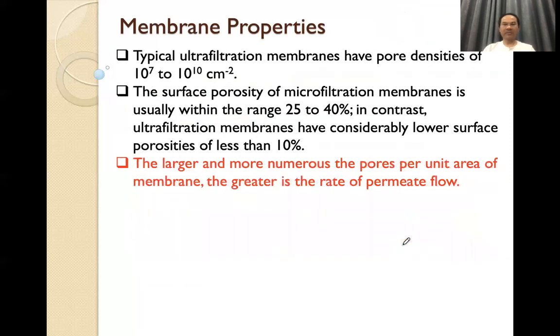Typically, an ultrafiltration membrane has a pore density of around 10 power 7 to 10 power 10 per square centimeter. The surface porosity of a microfiltration membrane is usually in the range of 25 to 40%. In contrast, ultrafiltration membranes have considerably lower surface porosity, less than 10%. In conclusion, the larger and more numerous the pores per unit area of the membrane, the greater the rate of permeate flow. Large pores or more numerous pores per unit area indicate a higher filtration rate.